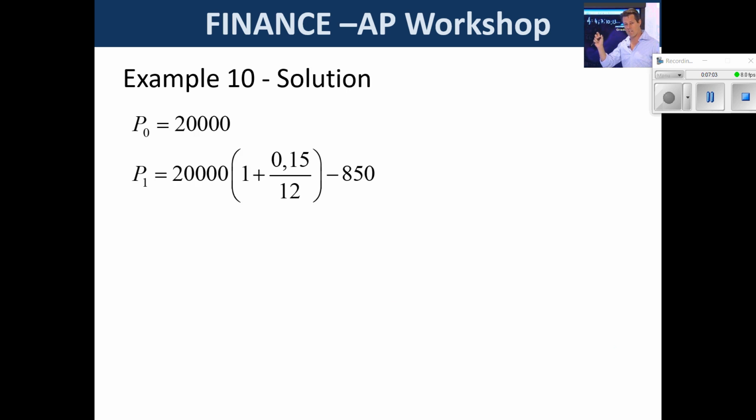So look what I've done. I've said we start off with a loan of 20,000. In the very first month, this loan of 20,000 would have grown at a rate of 15% per annum compounded monthly. So this is just 1 month's growth. I don't have to show that. And then we would have minus this 850. And that would have then given me the new balance at P2, which then would have grown and I would have subtracted the 850.